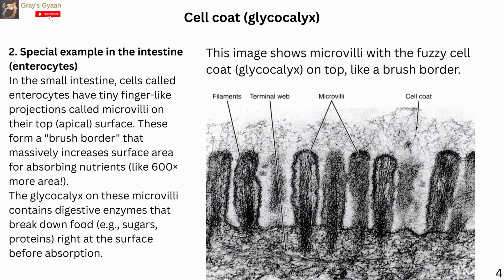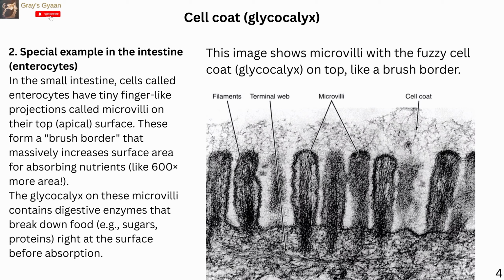Special example: in the intestine, cells called enterocytes have tiny finger-like projections called microvilli on their top, apical, surface. These form a brush border that massively increases surface area for absorbing nutrients, like 600 times more area.